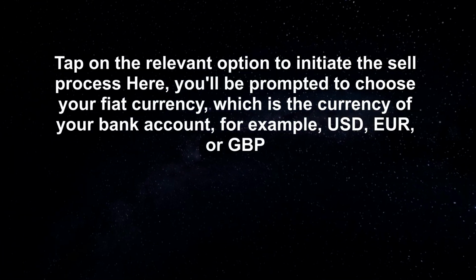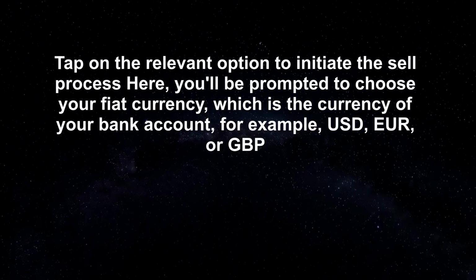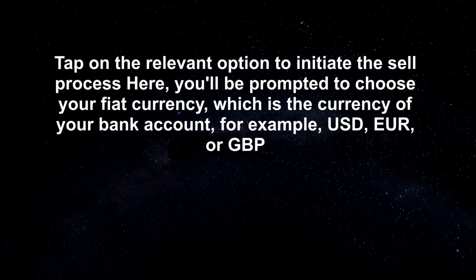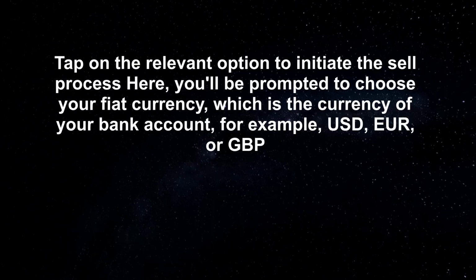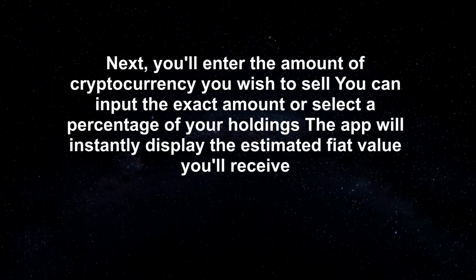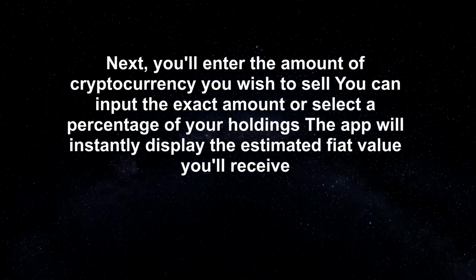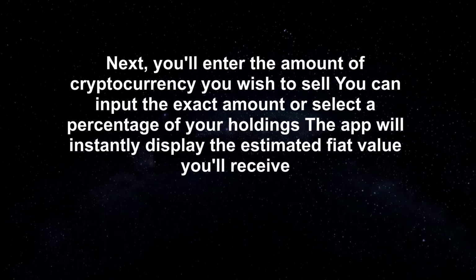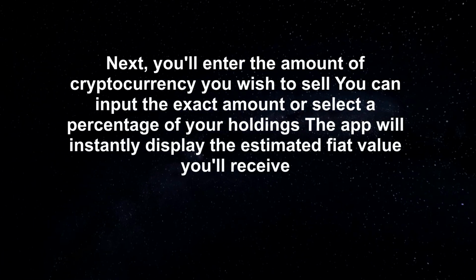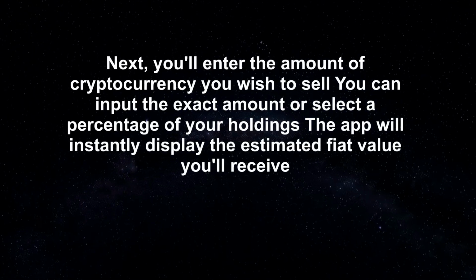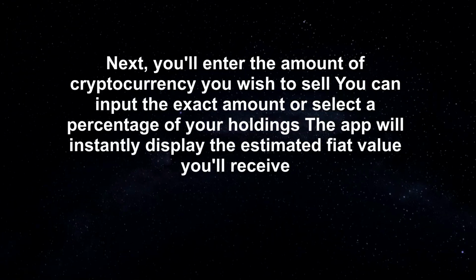Here, you'll be prompted to choose your fiat currency, which is the currency of your bank account, for example, USD, AUD, or GBP. Next, you'll enter the amount of cryptocurrency you wish to sell. You can input the exact amount or select a percentage of your holdings. The app will instantly display the estimated fiat value you'll receive.